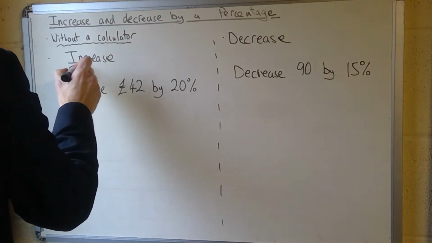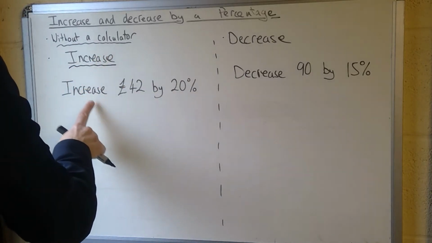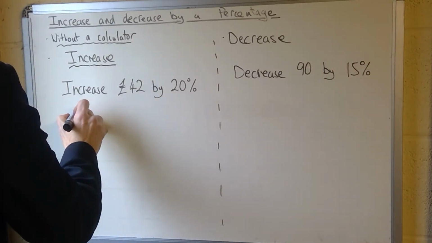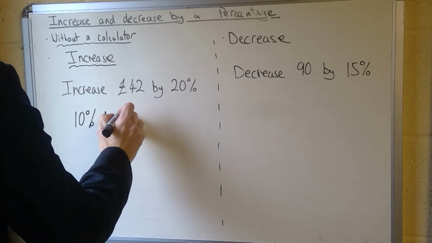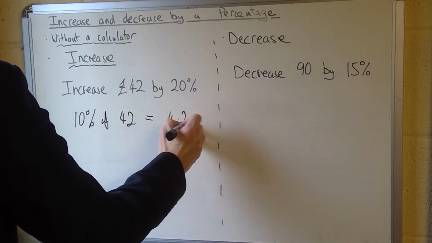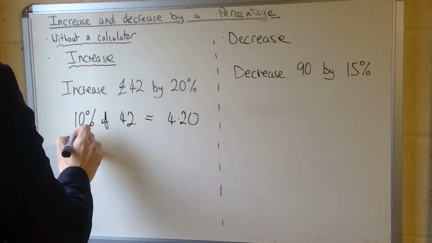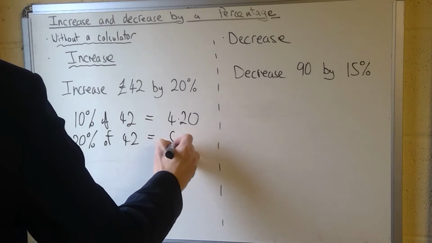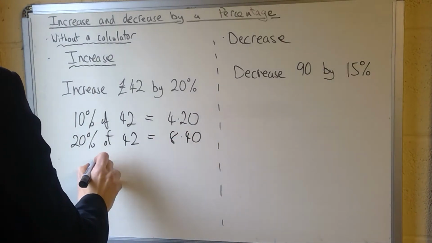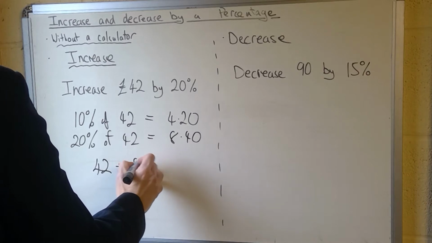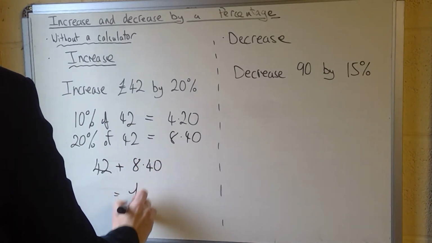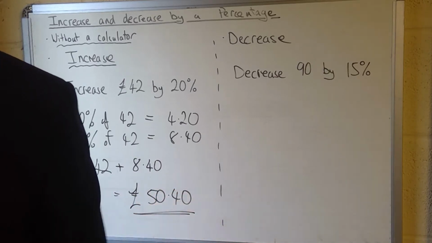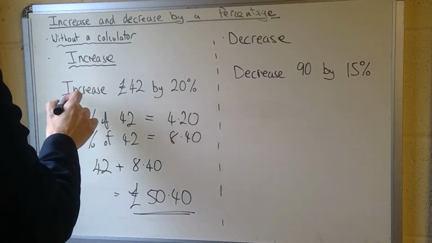So I'm going to start with an increase, and the example is increase £42 by 20%. So we're not allowed a calculator, so we'd first of all find 10% of £42, which will be £4.20, and then we'd find 20% by doubling that, so 20% of 42 would be £8.40, and then we're increasing, so we're doing £42 add £8.40, which would give us a total of £50 and 40 pence. So we work out the percentage and add it on.